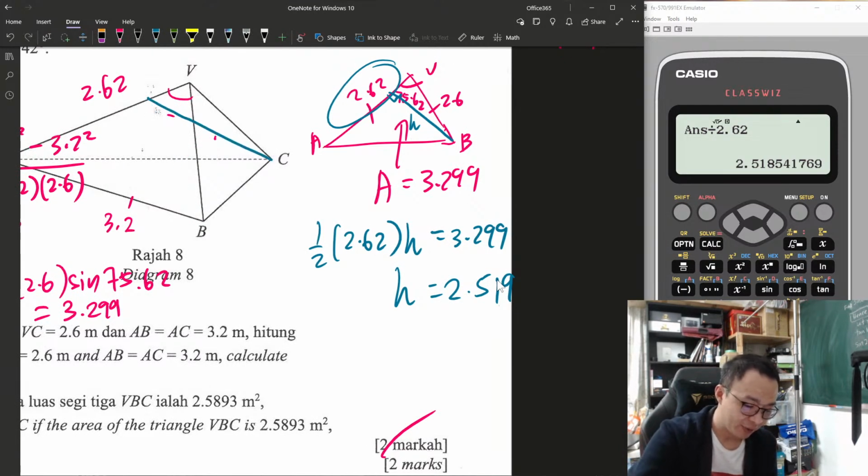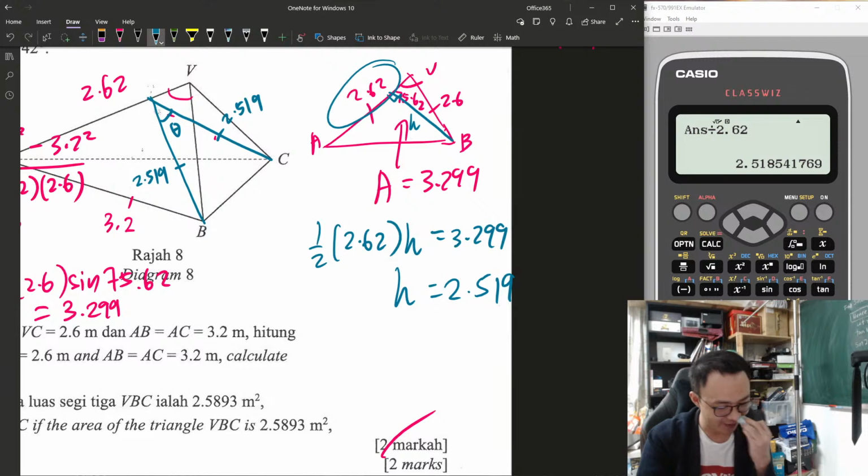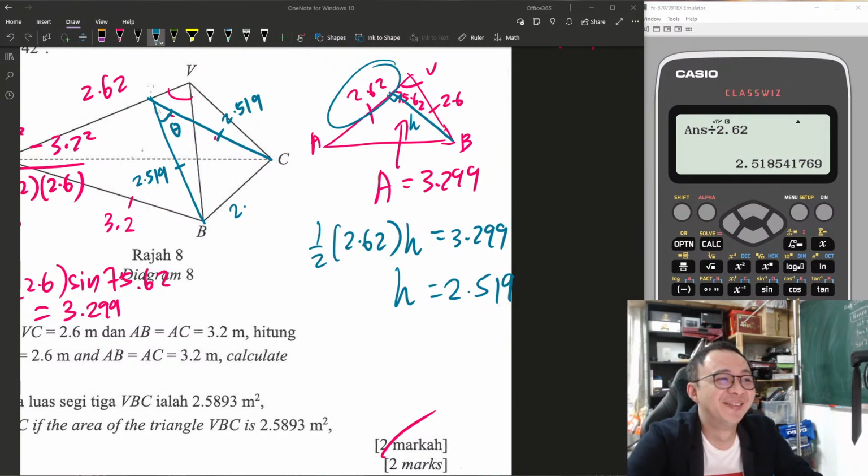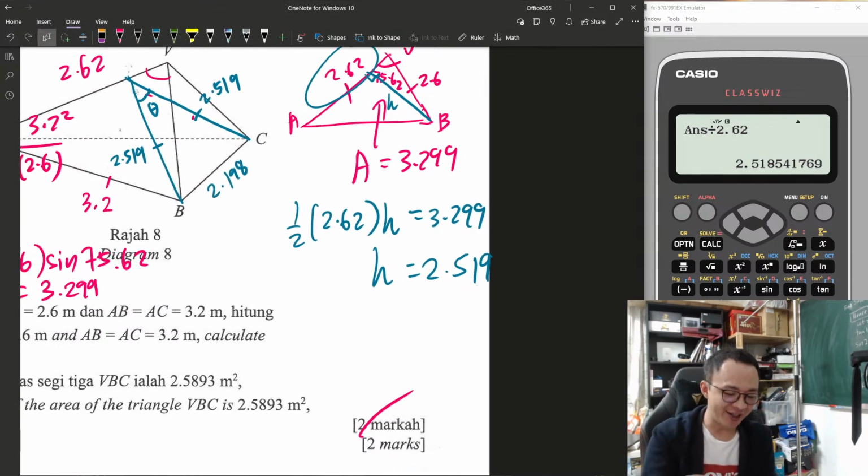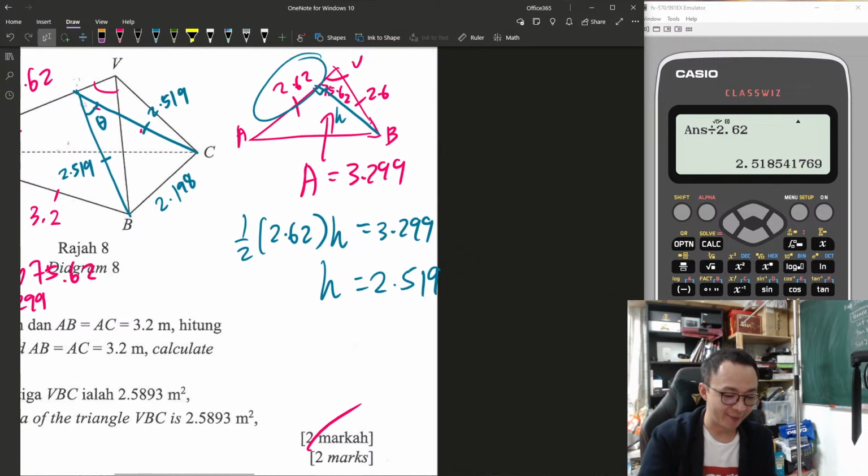So right now we have a triangle, and we want to find the angle between here. This one we already found is 2.519. This one is also the same, 2.519. And just now we found the BC at the very beginning is what? Oh my god, I can't believe I erased it. But 2.198, I guess. Yeah, should be. So we just need to find the angle.